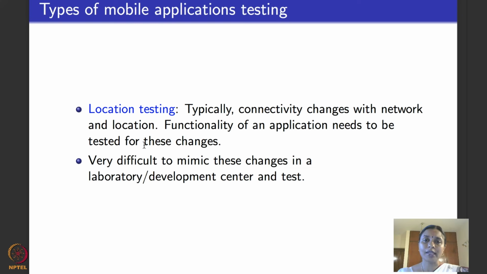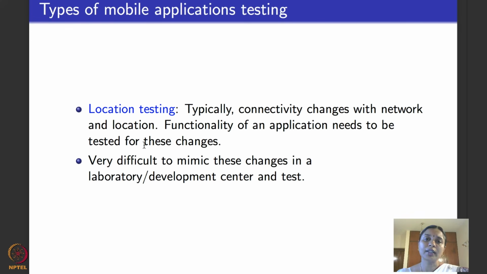The last one that I would like to discuss is what is called location testing, which is again very specific to mobile app testing. You would have typically experienced that connectivity changes with network and location. Suddenly you'll have no signal. Suddenly the signal strength will be very good. So you have to be able to test the functionality of a mobile app for these kinds of changes also.